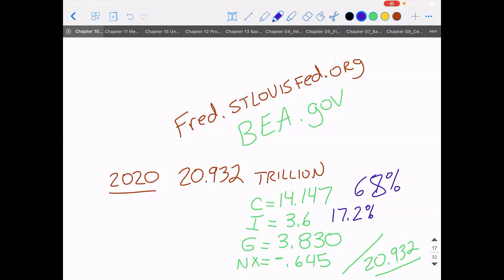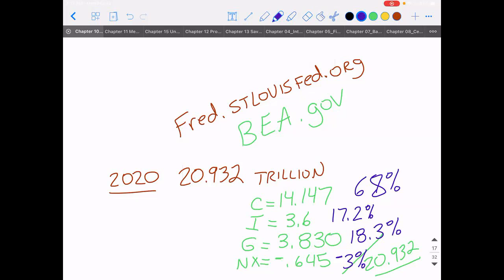Investment spending by businesses is essentially 17.2%. Government spending is about 18.3%. And what everyone gets all hot and bothered about either way is international trade. International trade is only a few percentage points of the GDP. So that's again, rounding errors.